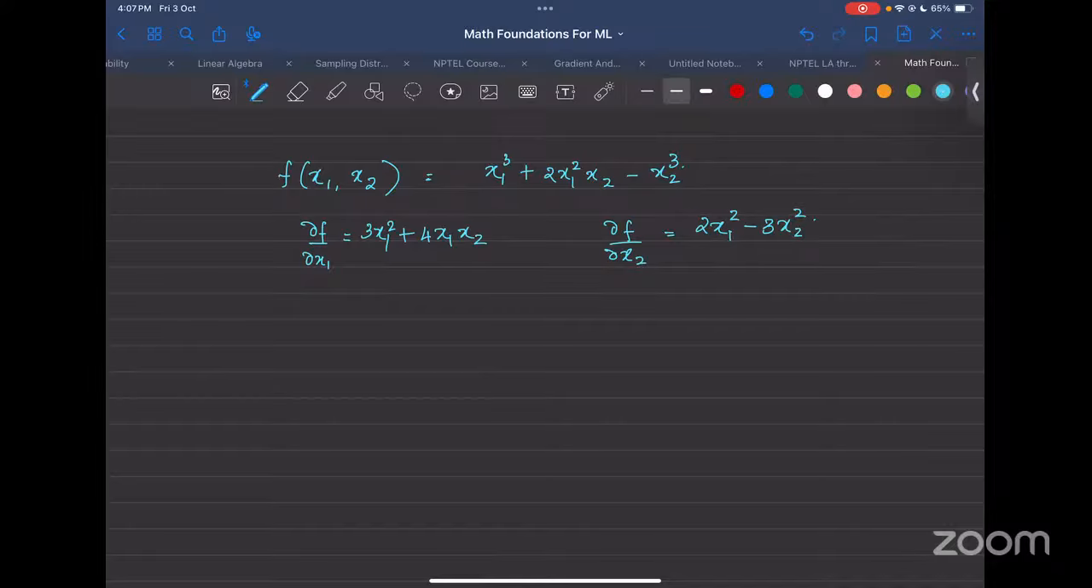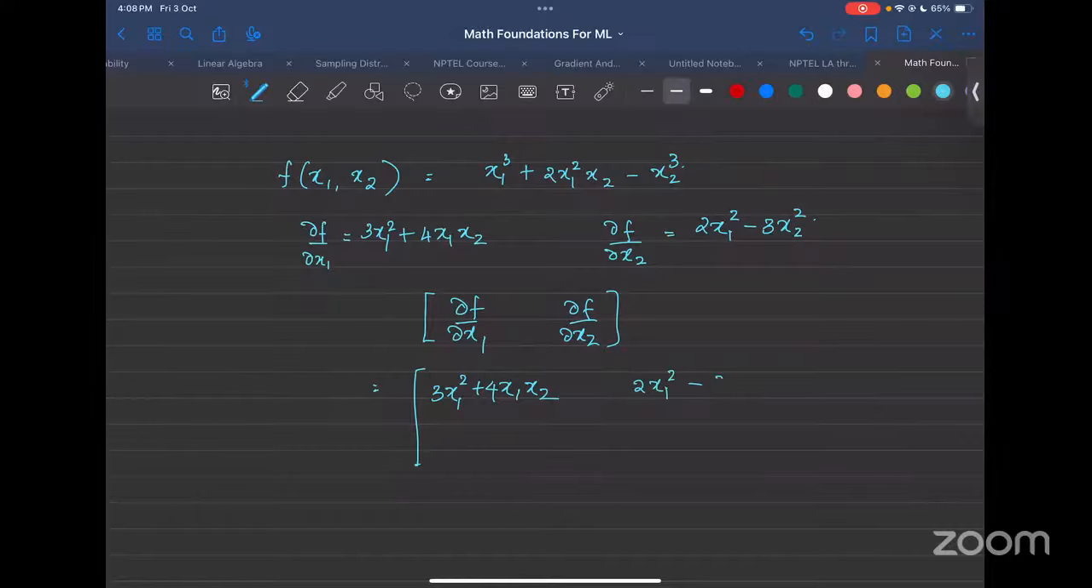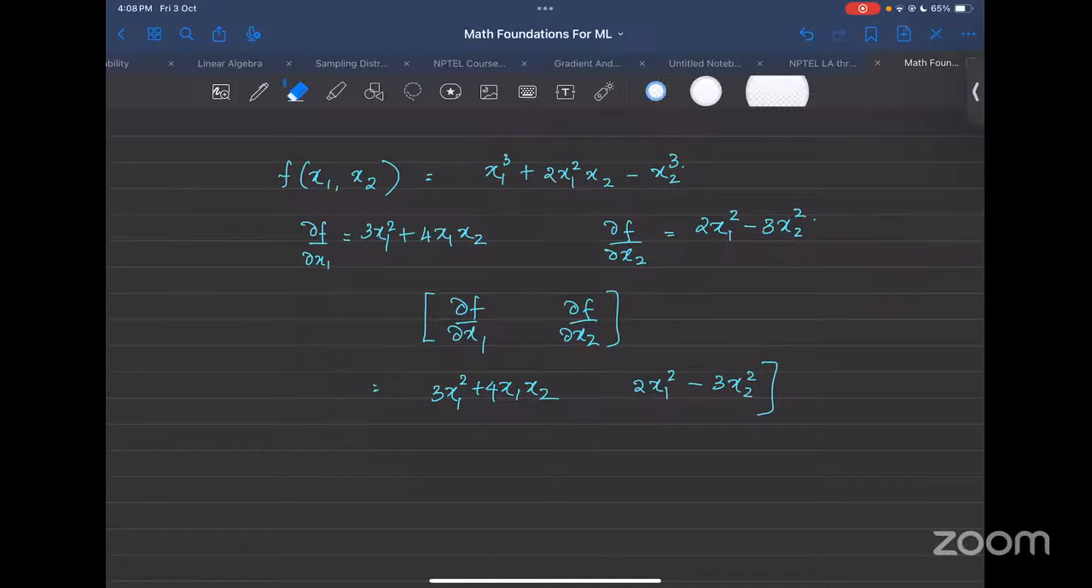Now you put that in a column vector format or row vector format, depending on how you're going to do it. I'll take dou f by dou x1 and dou f by dou x2 and put this in a column format. You're going to have 3x1 squared plus 4x1 x2, and then 2x1 squared minus 3x2 squared. This is my gradient.